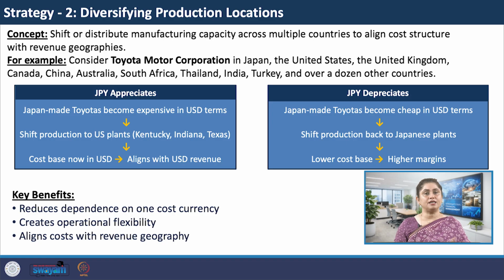Second, it creates operational flexibility. Management can actively respond to currency movements by rebalancing where production happens, turning foreign exchange volatility from a threat into a lever. And third, it aligns cost with revenue geographically. When you earn in a currency, you want to spend in that currency too. Manufacturing diversification makes that possible at that scale.